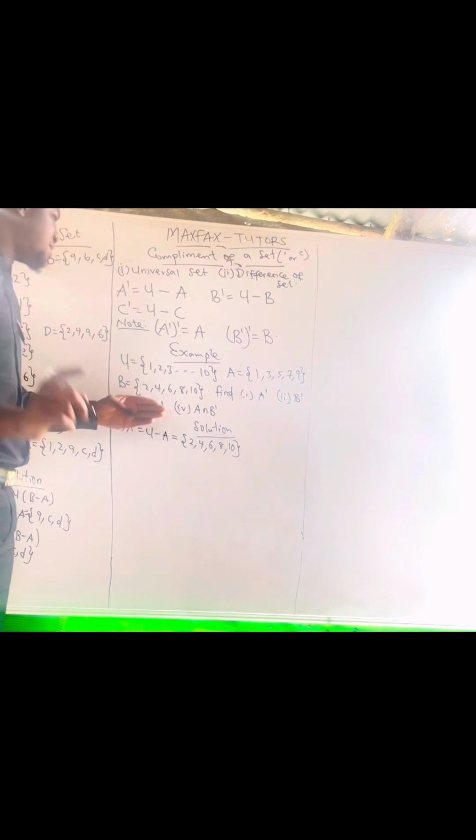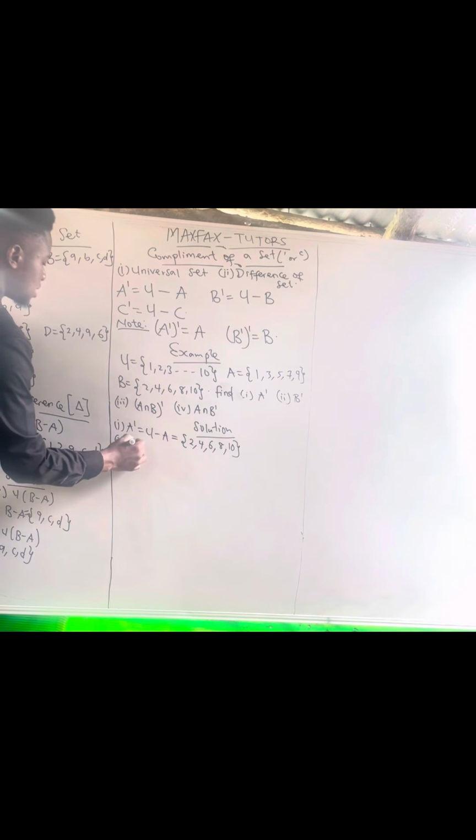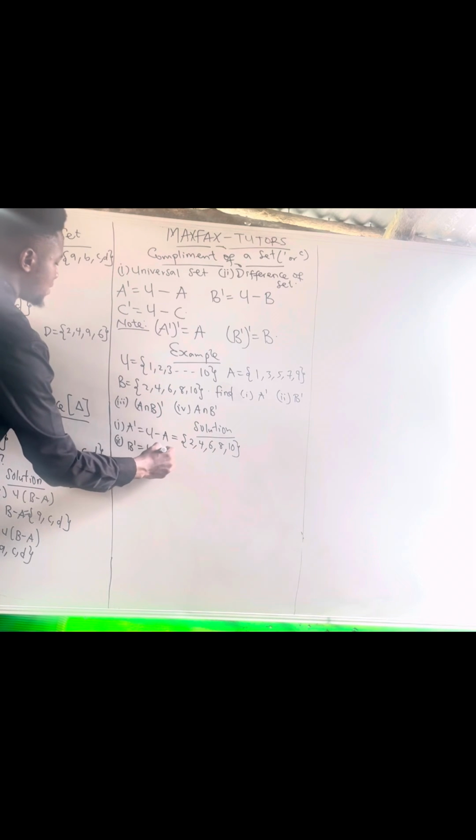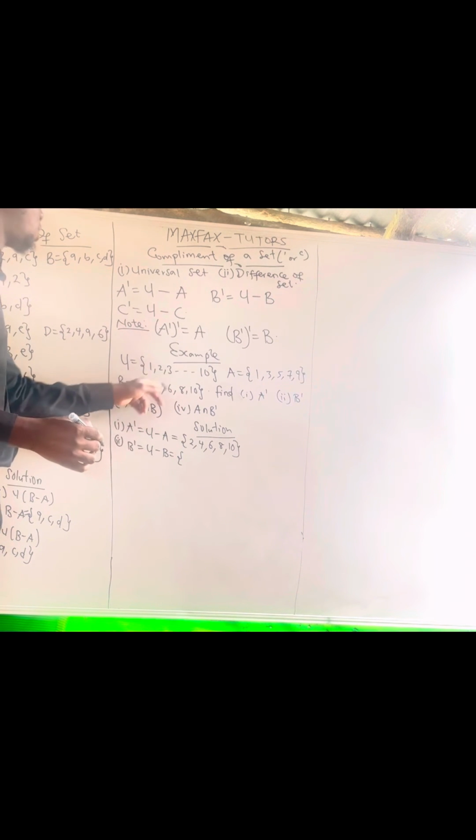So guys, this is your what? A complement. I think to say all the elements that belong to the universal set but are not present in what? Set A. Guys, we also look for B complement. What's the formula for B complement? Is what? Universal set minus B. This also means that all the elements that belong to the universal set but are not found in set B. What are the elements of the universal set but not found in set B?